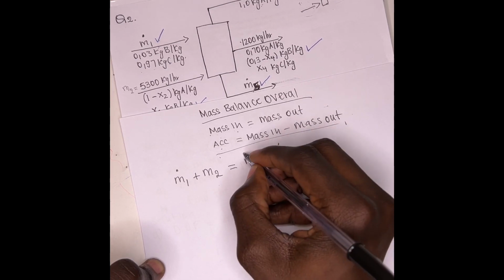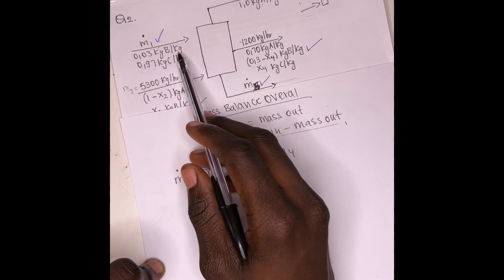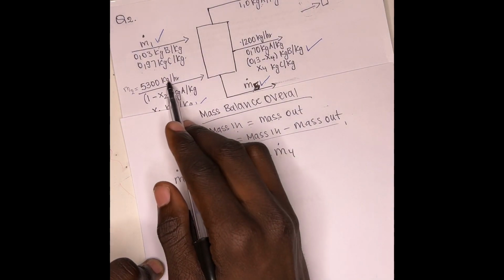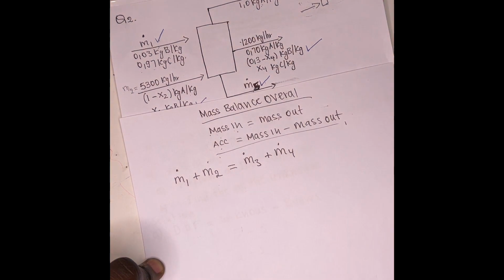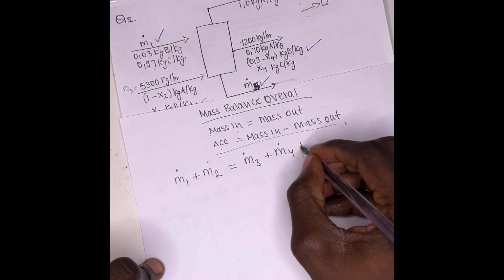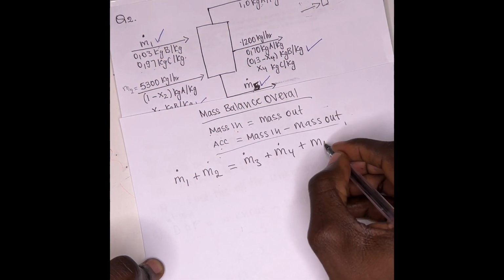They are mass flow rates. Why mass flow rates? Because they are divided by what? By hours. So when you have something in kilogram per hour, it means mass flow rate. If you have meter cube per hour, it is a volume flow rate. So now plus what? Plus M5. This is our overall material balance, guys.